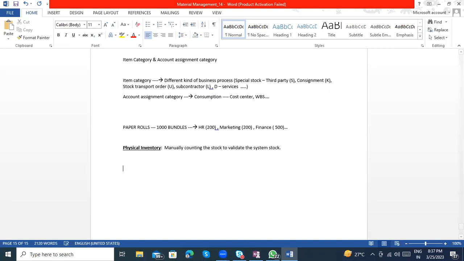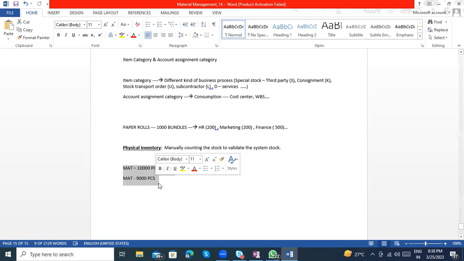Suppose material A has 10,000 pieces in the system, in SAP. When I manually count that material physically, suppose there are only 9,000 pieces. Then I need to check where the remaining quantity has gone. We check this randomly, depending on the material, and it depends on the company how they want to proceed for the materials.